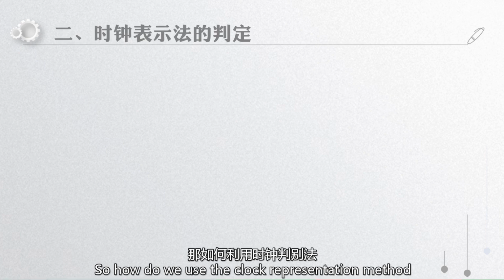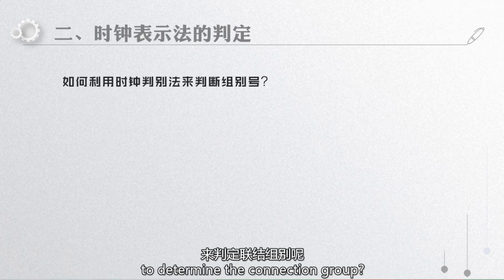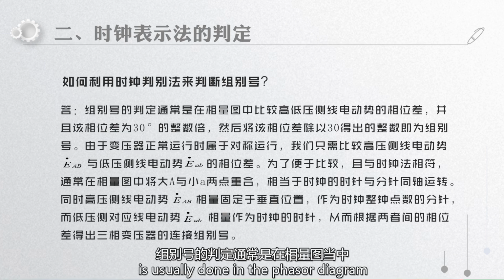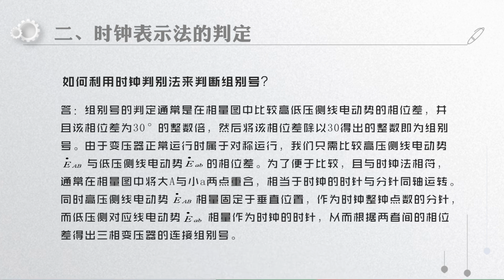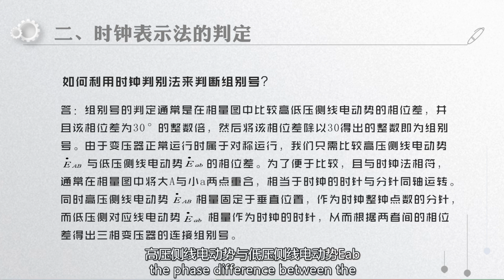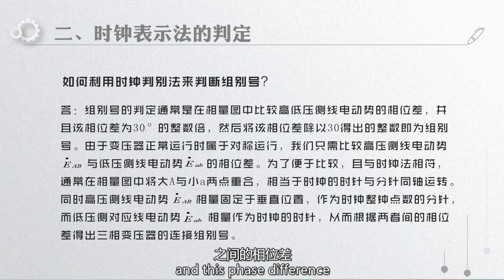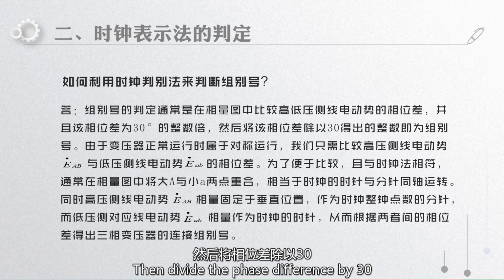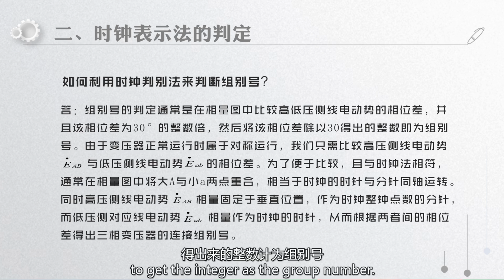So, how do we use the clock representation method to determine the connection group? The determination of the group number is usually done in the phasor diagram by comparing the phase difference between the line electromotive force of the high voltage side and the line electromotive force EAB of the low voltage side. And this phase difference is an integer multiple of 30 degrees. Then divide the phase difference by 30 to get the integer as a group number.